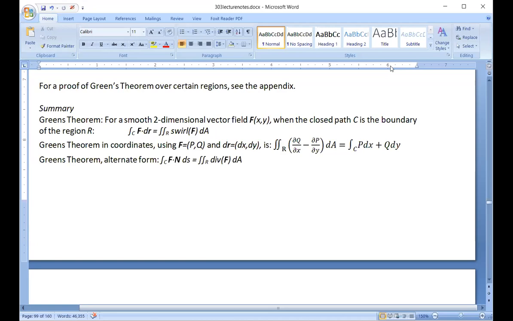And then finally, as a sort of bonus, we got Green's theorem in an alternate form, which says that the flux line integral over the curve of F dot unit normal n ds is equal to the double integral over the region of the divergence of F dA. But again, we're going to focus mostly on the original or main version of Green's theorem.